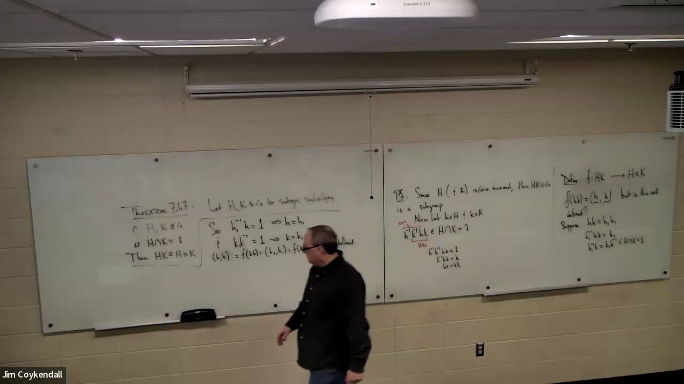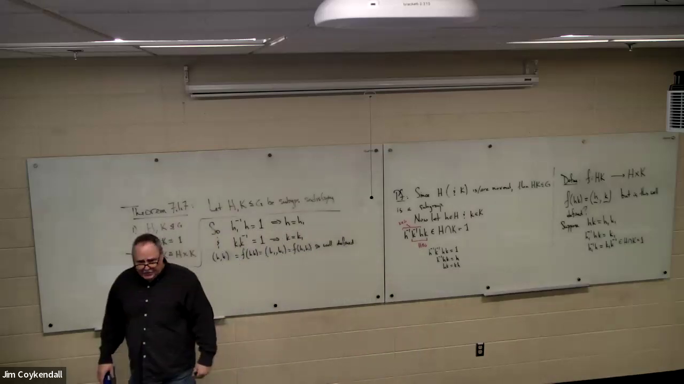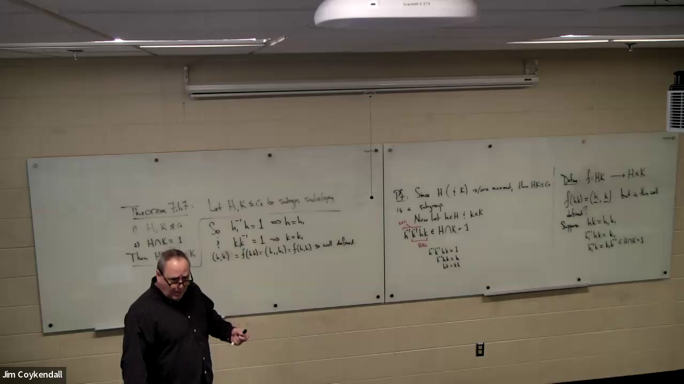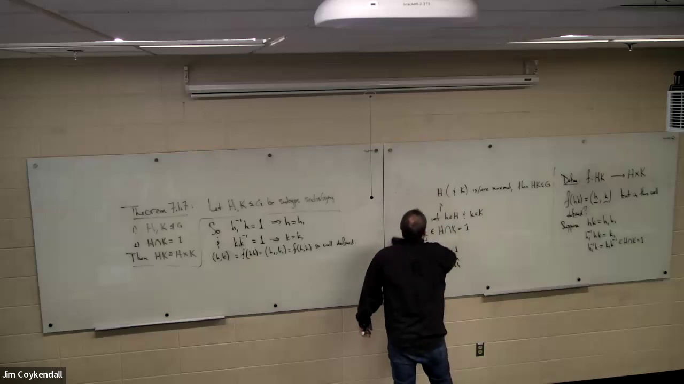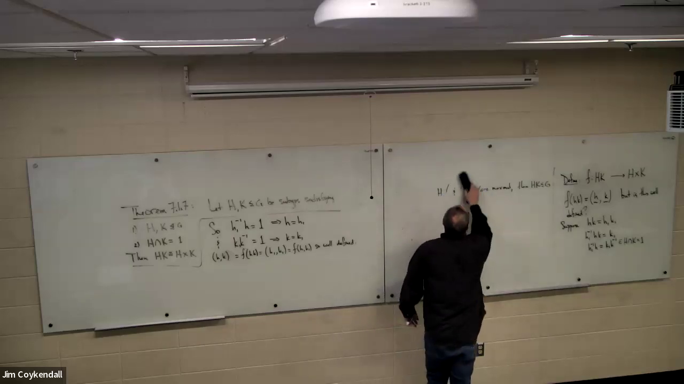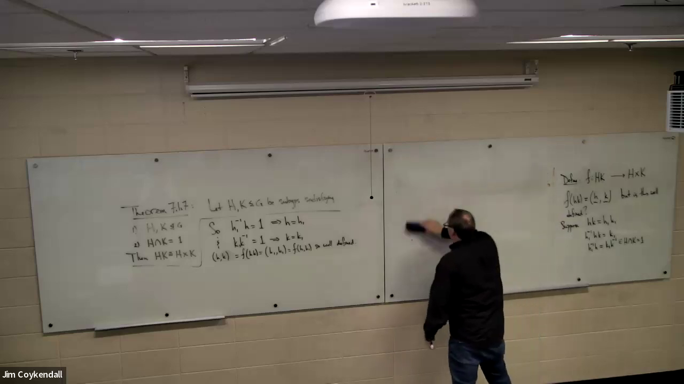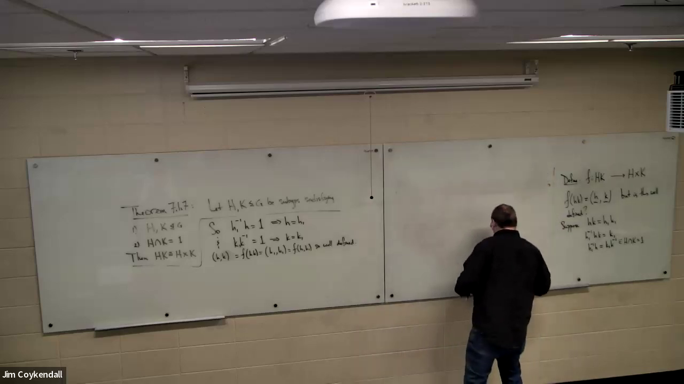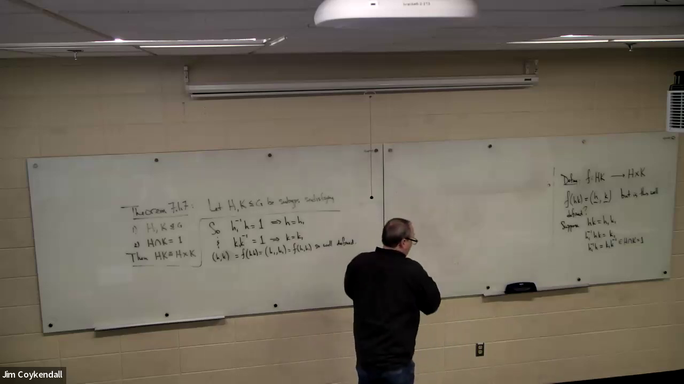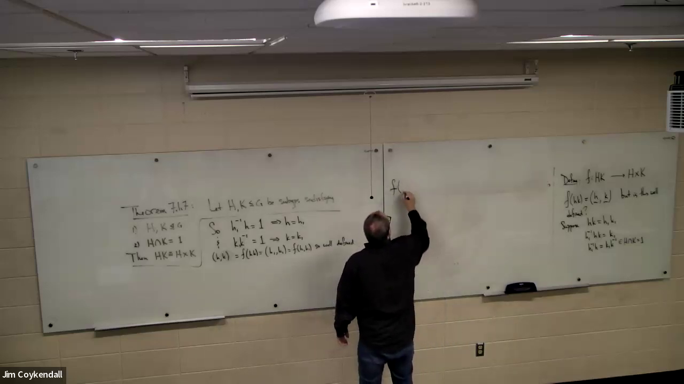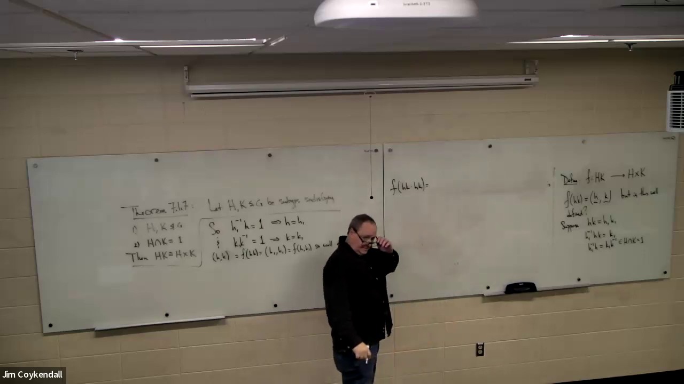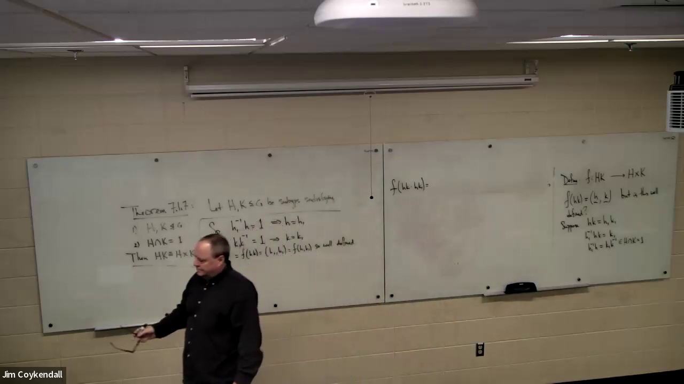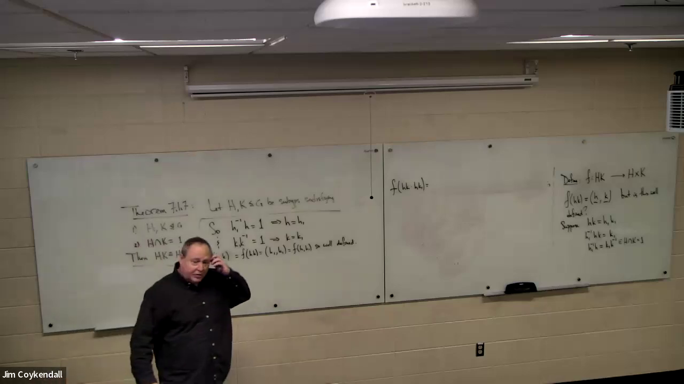Everybody okay with that? Now, I need to show a couple of things. I need to show that this is a homomorphism and that it's one-to-one and onto, but this part will be easier, I think. Let's do homomorphism first. Suppose that F of HK times H1K1. I need to show that this is a homomorphism.